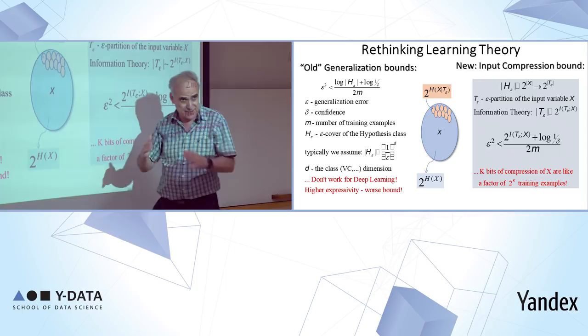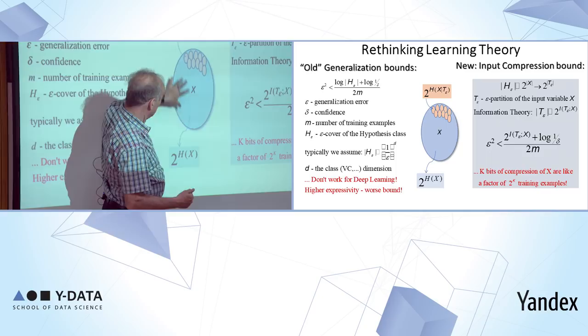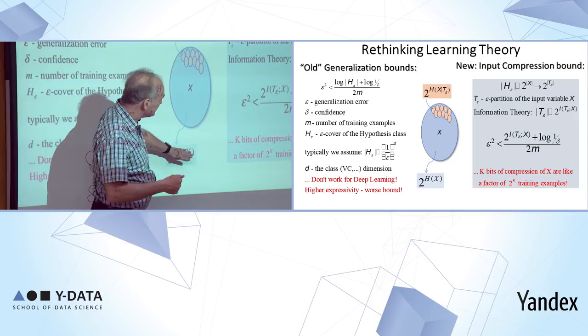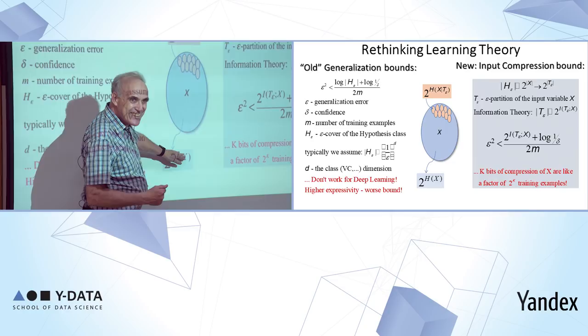If it's large enough, the number of all possible inputs is 2 to the entropy of X. Now, if you believe that, fine. If you don't believe that, I need more time. I prefer not to do it now. Why is 2 to the entropy the cardinality of the typical set of x?